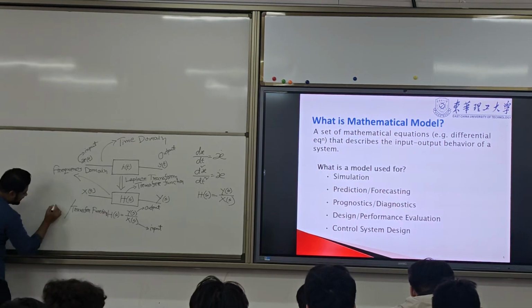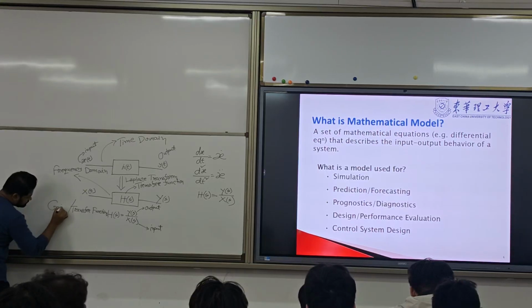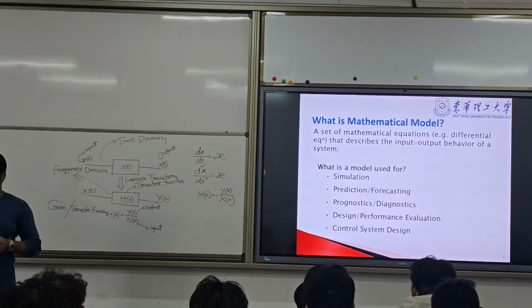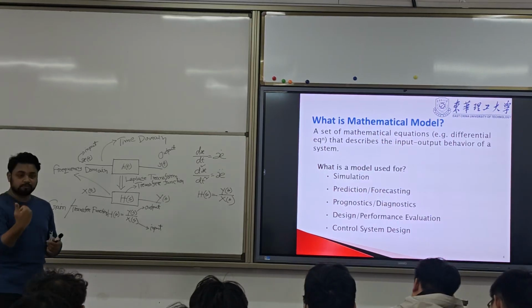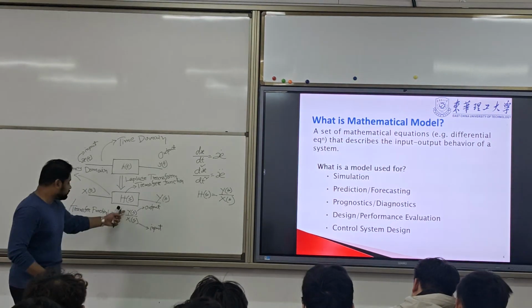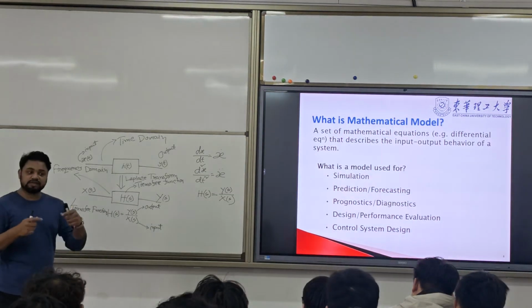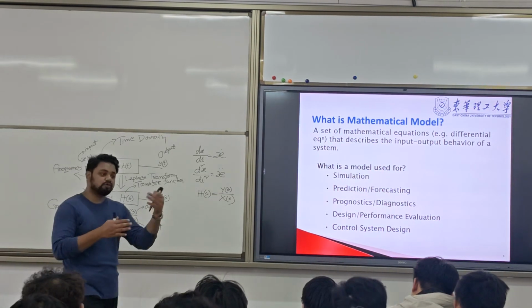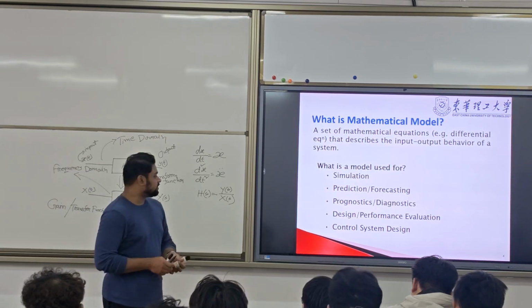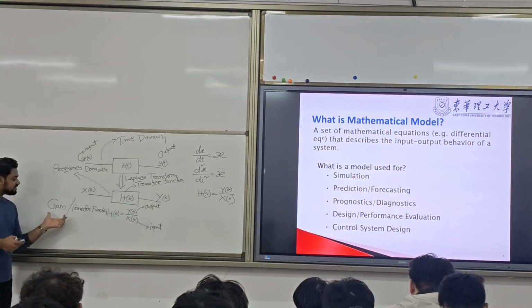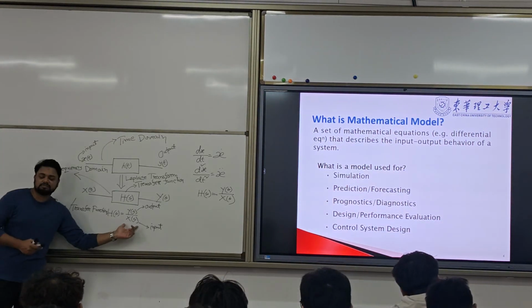Also, we call it gain. What is the gain? Output by input, the ratio of output and input, we call it the gain. So if you find out the output, and whatever the input you already know, you can evaluate the performance by finding the gain of that system.